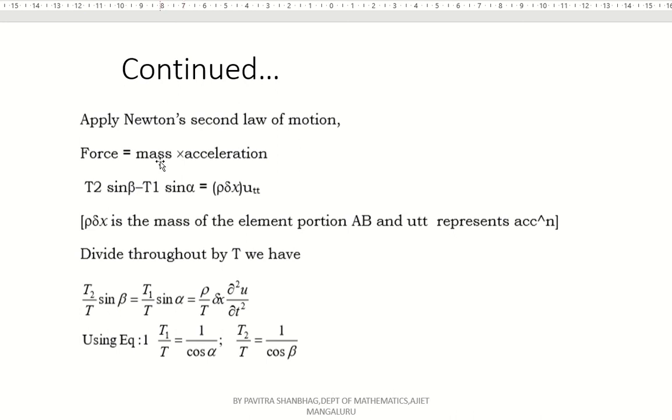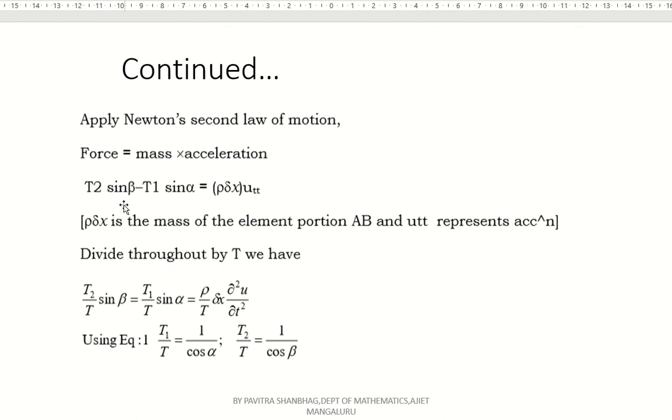Equal to mass. Mass means what? Density is represented by rho. Here rho into delta x gives mass. That is what? Rho, density, means mass by volume. Rho equals m by delta x. Now what is m? Rho delta x. What is acceleration? Rate of change of velocity. That is, here we are representing u dt, right? Or dou square u by dou t square. Now, this rho delta x is the mass of the element portion AB, and u tt represents acceleration.